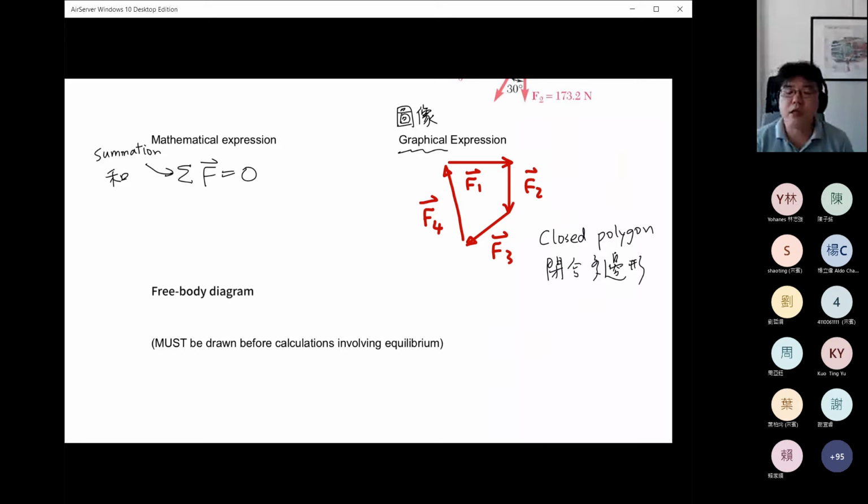In mathematics, that means the summation of F equals 0. And in graphical expression, it means if you put 1 force, 2 forces, 3 forces, 4 forces, we come back to the point where we began the addition. So it is a closed polygon. Closed polygon here.